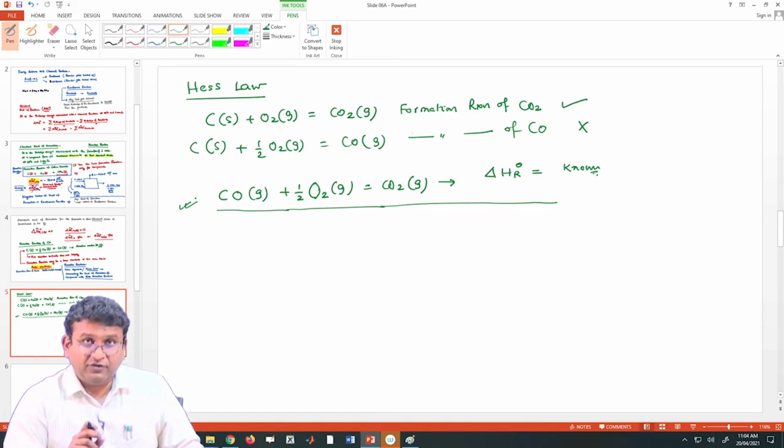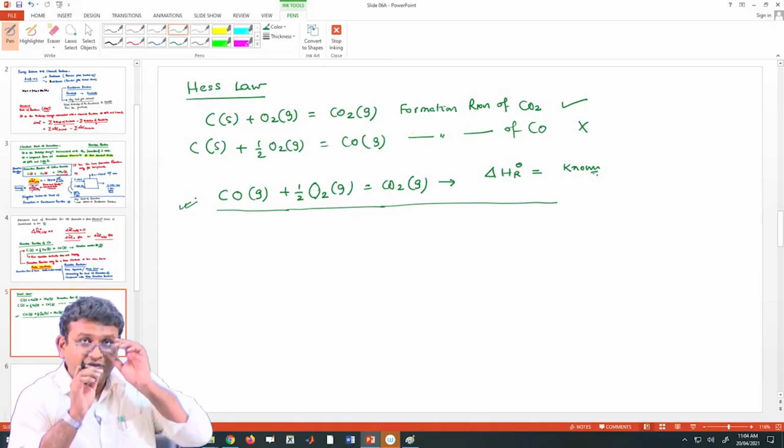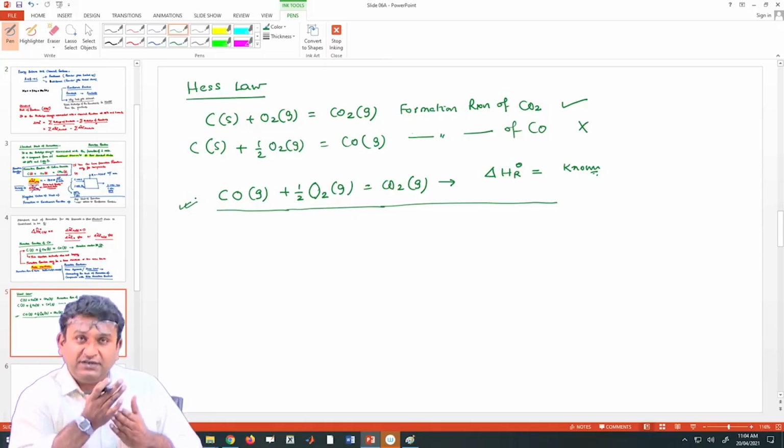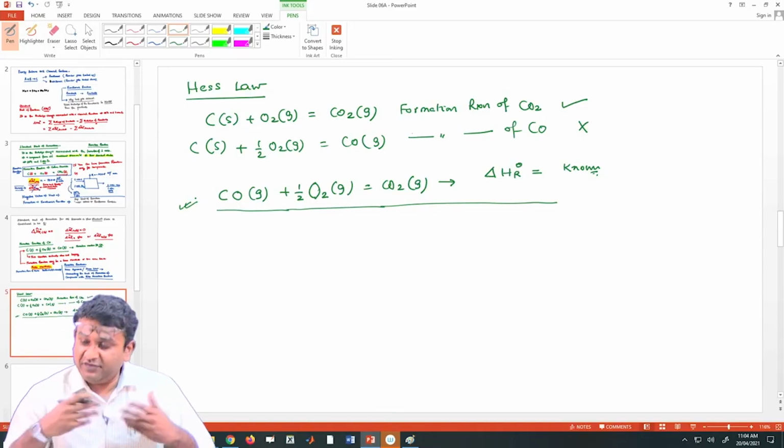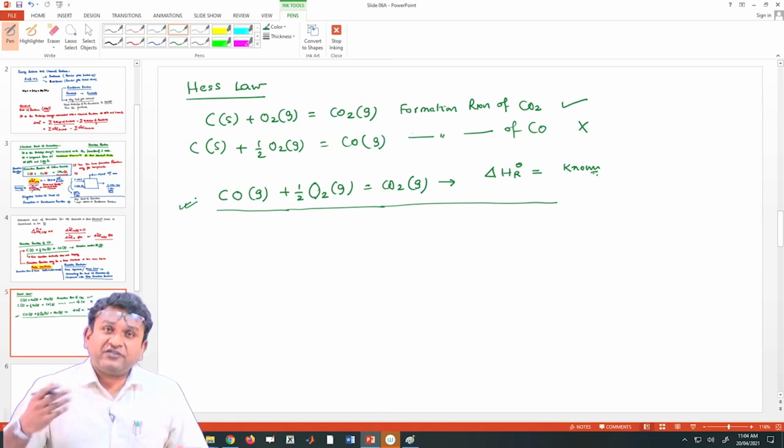This is a very, very useful formulation: how to calculate, using Hess law, the heat of formation of materials or compounds which have a fake formation reaction. And this concept we will extend to extracting heat of formation data from other reactions like combustion reactions or other reactions that might be happening.